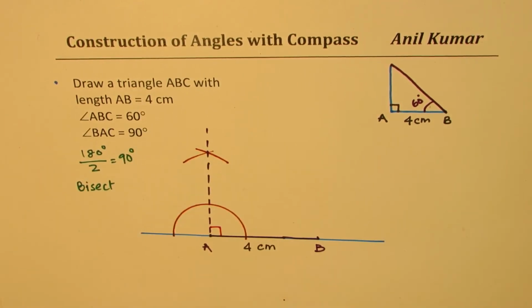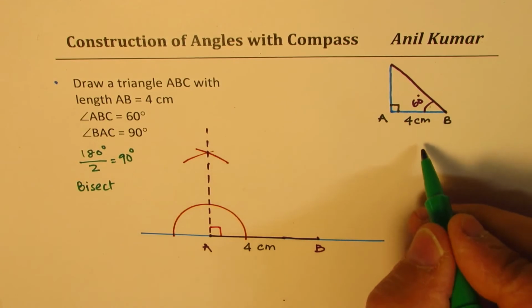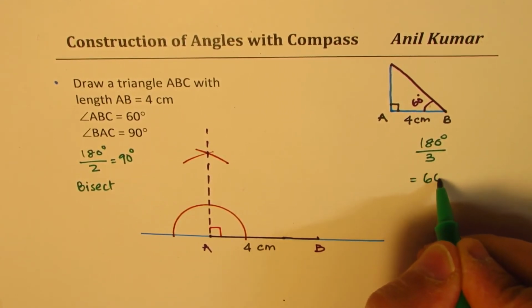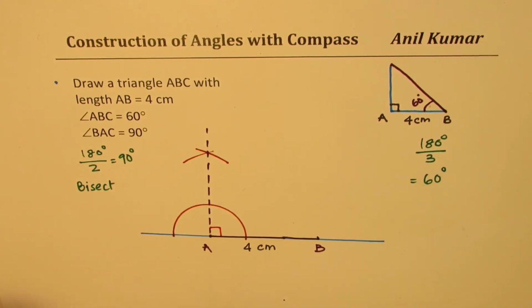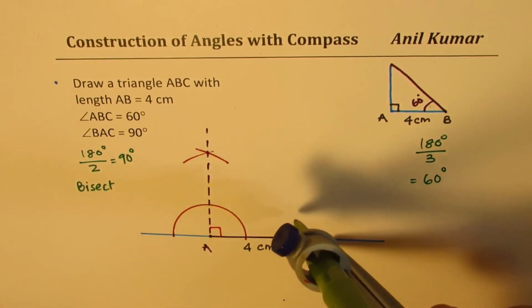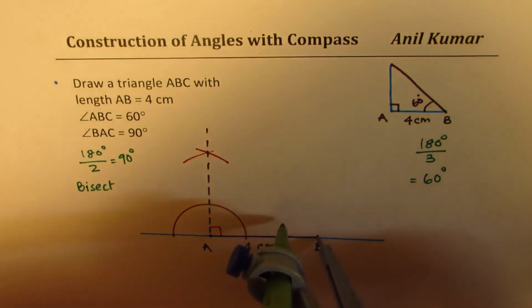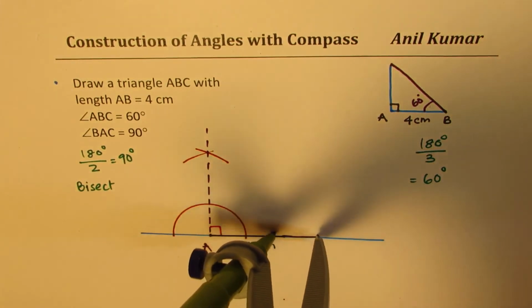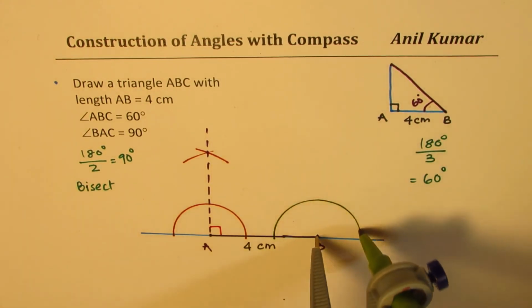Now at B we have to construct an angle of 60 degrees. So for 60 degrees, what should we do? For 60 degrees, we'll divide 180 degrees into 3 equal parts to get 60 degrees, correct? So 180 degrees into 3 equal parts. And that is why this straight line helps. So beginning with a straight line big enough to help us construct is a good practice.